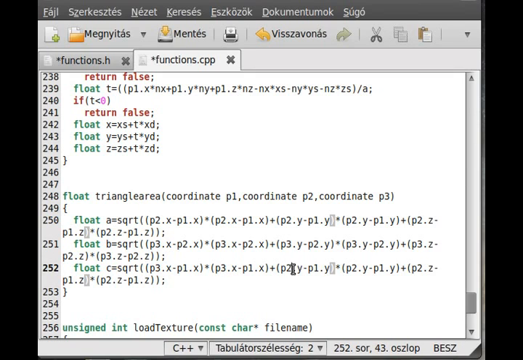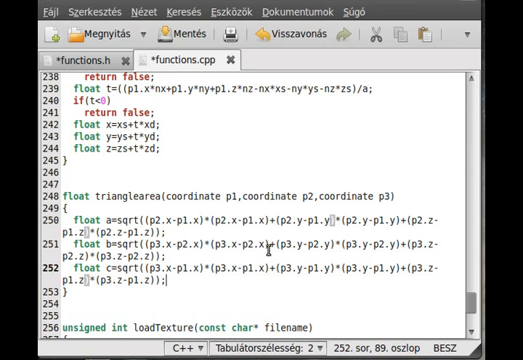Okay, that's right. So I just rewrite this. Actually, the order doesn't matter, p3 to p1 or p1 to p3, because we take the square of them, and if it was negative then it will be positive, and the length will be the same.